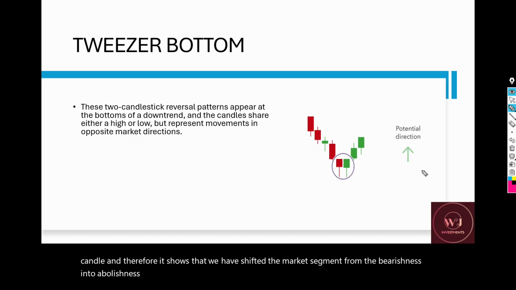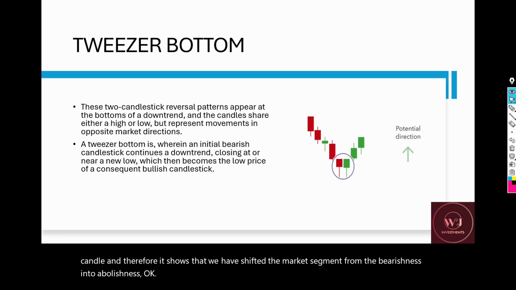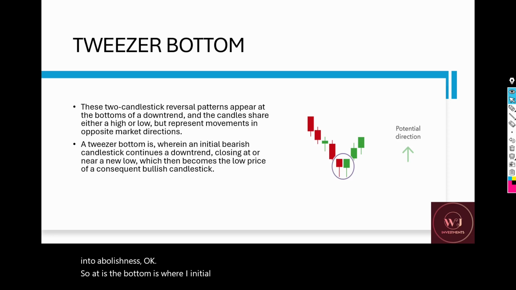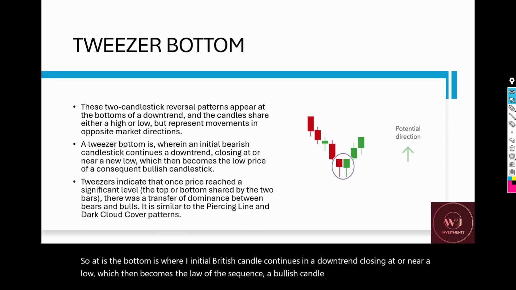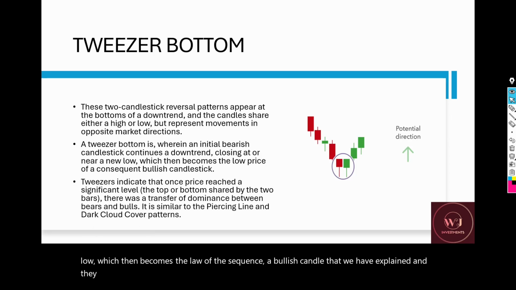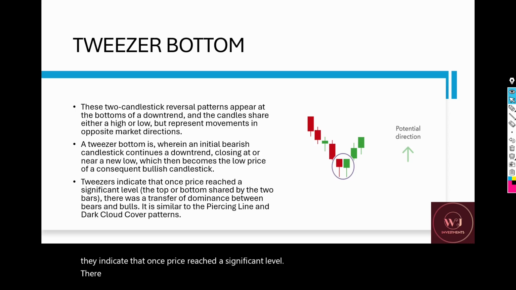Okay, so at the bottom is where our initial bearish candle continues in a downtrend, closing at or near a low, which then becomes the low of the subsequent bullish candle that we have explained, and they indicate that once price reached a significant level, there was a dominance which came up from a different energy, and therefore we get a different market sentiment. Okay.